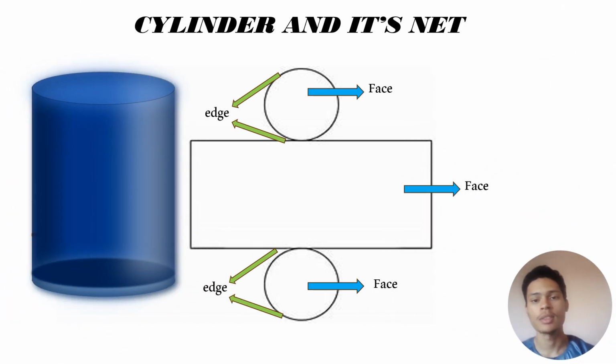Now we look at the cylinder and its net. Over here you can see that the cylinder is made up of 2 circles, and when it's laid out, the 2D shape of the curved part is actually a rectangle. You can see the edges, you can see the faces, and this is the net that the learners will be using to make their cylinder.